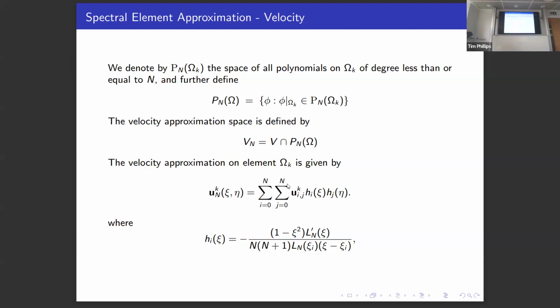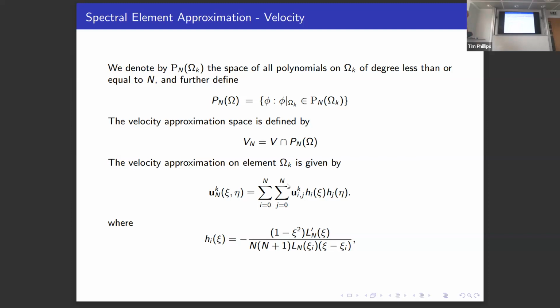And so on each element, we approximate the velocity using Lagrangian interpolants. So the functions I have at the bottom of this slide, the h_i of xi, are polynomials defined on the interval minus 1 to 1 that interpolate the velocity components at the so-called Gauss-Lobatto points. These are non-uniformly spaced points between minus 1 and 1, and they have the special property that they give rise to quadrature numerical integration rules that are as accurate as possible.